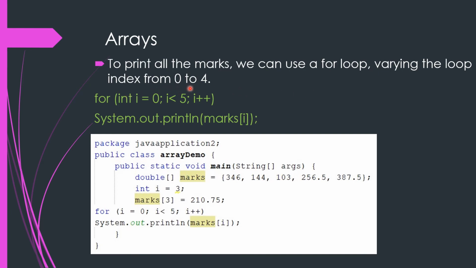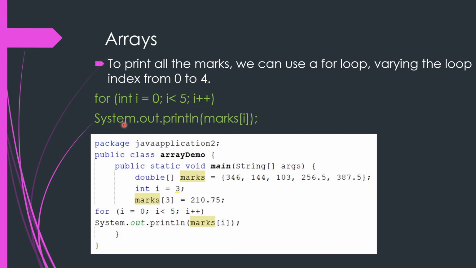What is the command to print the loop index from 0 to 4? For int I is equal to 0, I less than 5, I plus plus. So can you just tell me what these are? Basically, this is the for statement, and these are the three parts that we had studied in the for statement. This is the initial value, this is the condition, and this is the counter change value.